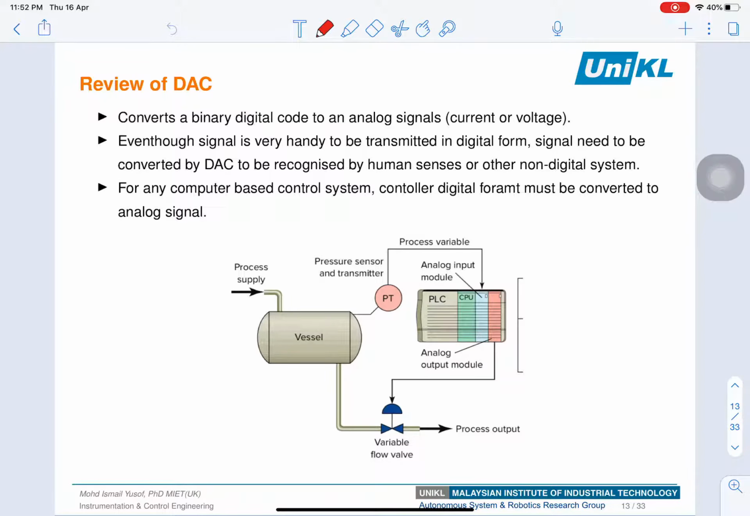Now look at DAC. DAC stands for digital to analog converter. The function of DAC is to convert digital codes into an analog signal, which can be current or voltage. In terms of computer-based control systems, a signal in digital form is very handy to be transmitted. However, the digitally coded signal needs to be converted so that it is easier for humans to interpret the information carried by the signal. This conversion operation is done by DAC.